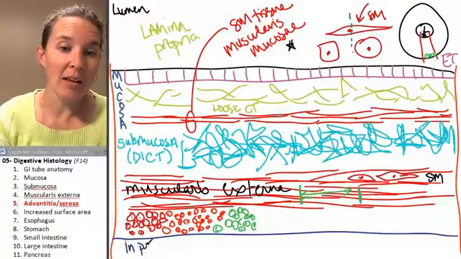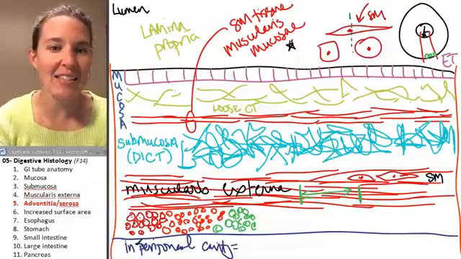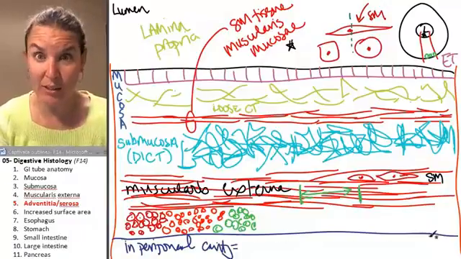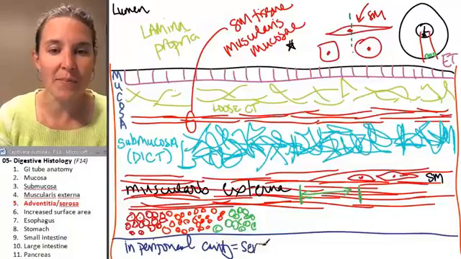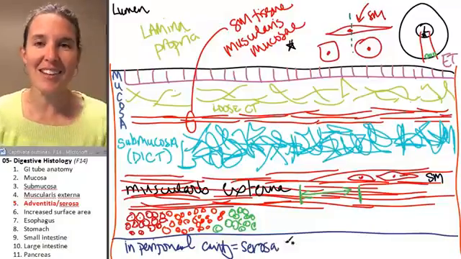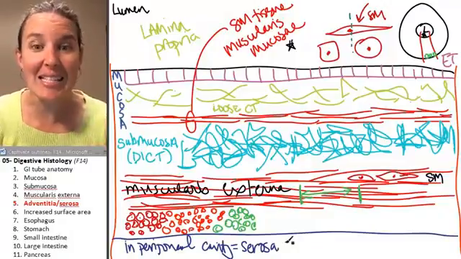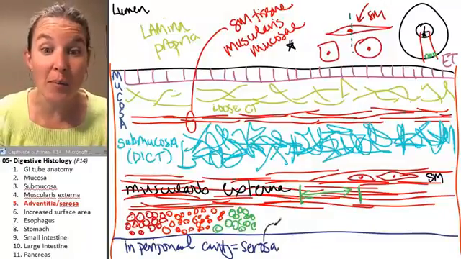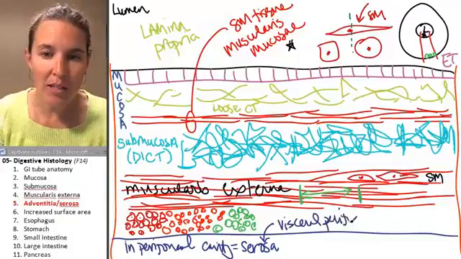then this outer layer, which literally is my layer right there, is called the serosa. And here's the fantastic scoop. The serosa is visceral peritoneum. Can you imagine that? Visceral peritoneum.